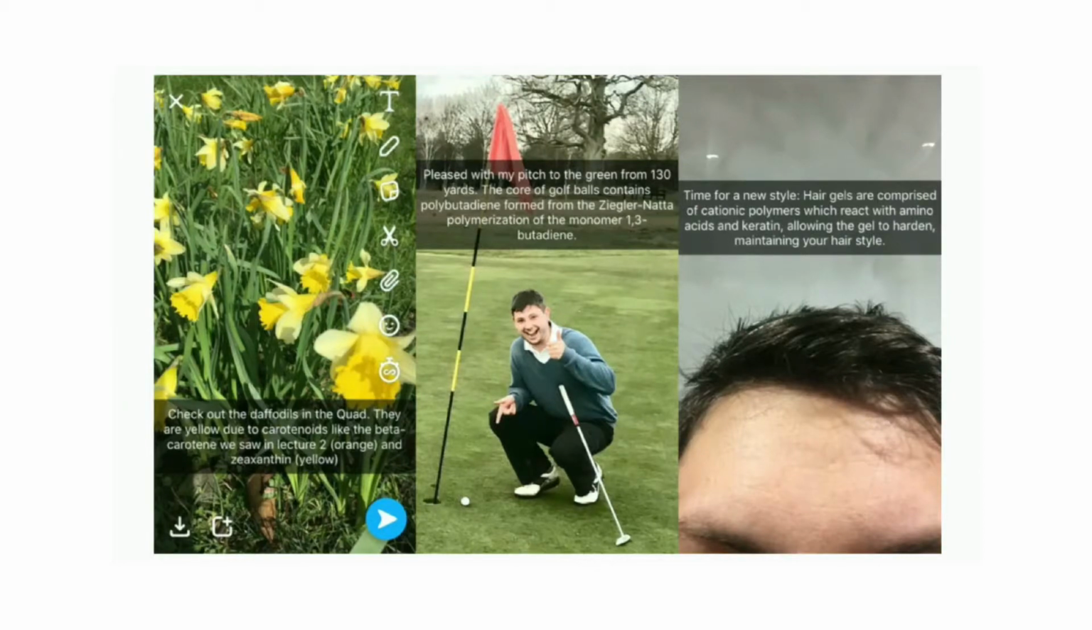The core of golf balls contains polybutadiene, of which the chemistry we spoke about in my lectures, formed from the Ziegler-Natta polymerization, once again a process in my lectures, of the monomer 1,3-butadiene. On the left-hand side here, we're very lucky that we have a nice big quadrangle in the Department of Chemistry, with lots of daffodils, and I've talked about where the yellow and orange colour for daffodils actually comes from, and linked that to the work that I taught the students in Lecture 2 on carotenoids. I've also spoken about hair gel on the right-hand side, if you're wondering.